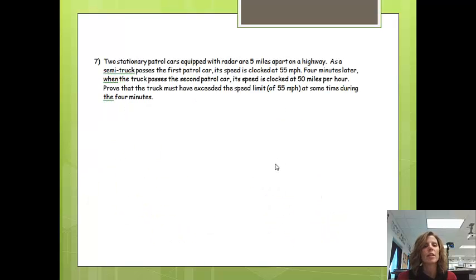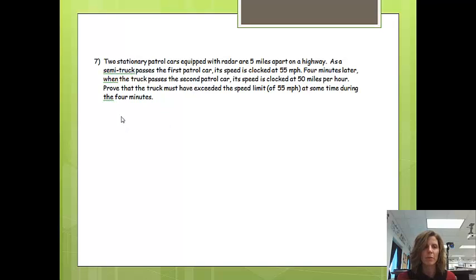2 stationary patrol cars equipped with radar are 5 miles apart on a highway. As a semi-truck passes the first patrol car, its speed is clocked at 55 miles per hour. 4 minutes later, when the truck passes the second patrol car, its speed is clocked at 50 miles per hour. Prove that the truck must have exceeded the speed limit of 55 at some time during the 4 minutes.